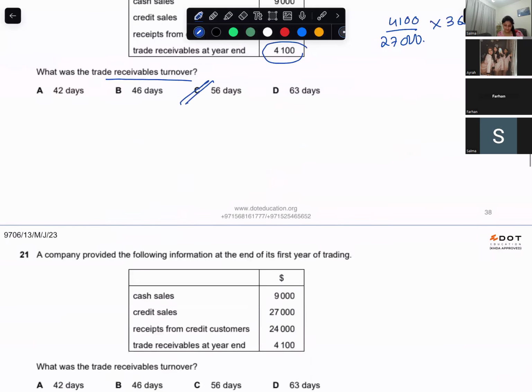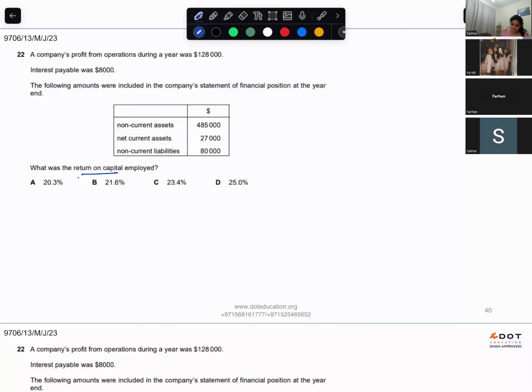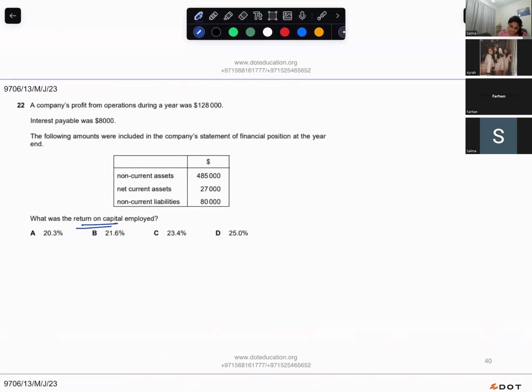I think this topic is quite easy. Return on capital employed. How do you get return on capital employed? Profit from operations upon capital employed. Profit from operations is 128,000. Non-current liabilities are not given to us. Net current assets is given to you, right? What do you mean by net current assets?